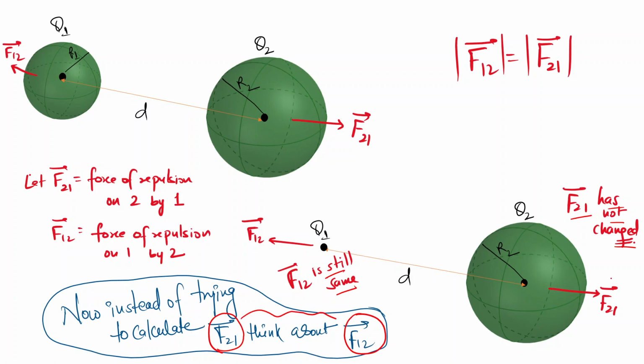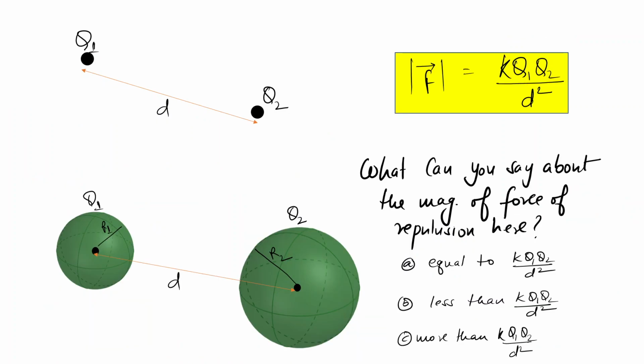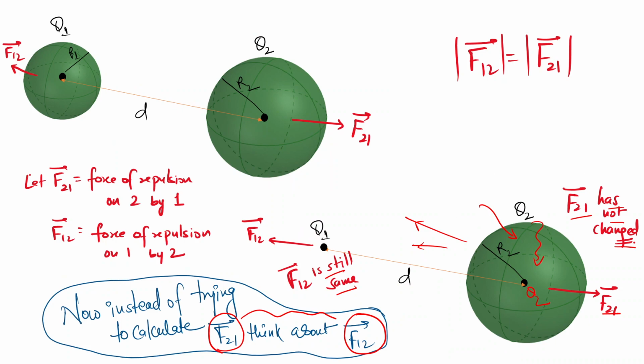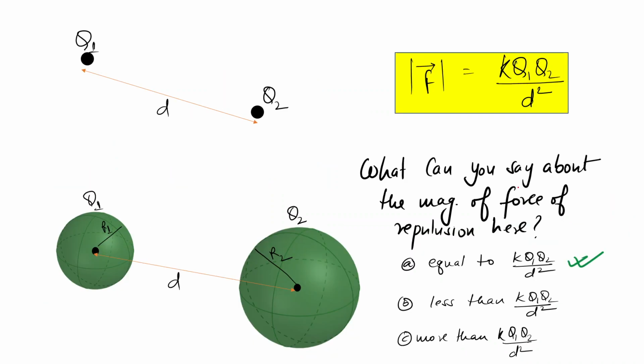Instead of trying to figure out F21, now let's think about F12. So F12 will experience a force of repulsion because of this spherical shell, and the electric field of this spherical shell will be the same as a point charge which can be placed on its center, Q2. And now you see, you're using Newton's third law and shifting your attention from one side to the other, and then you can be completely sure that you can replace both these spherical shells by a point charge as far as calculation of repulsive force is concerned. So the answer would be this one.